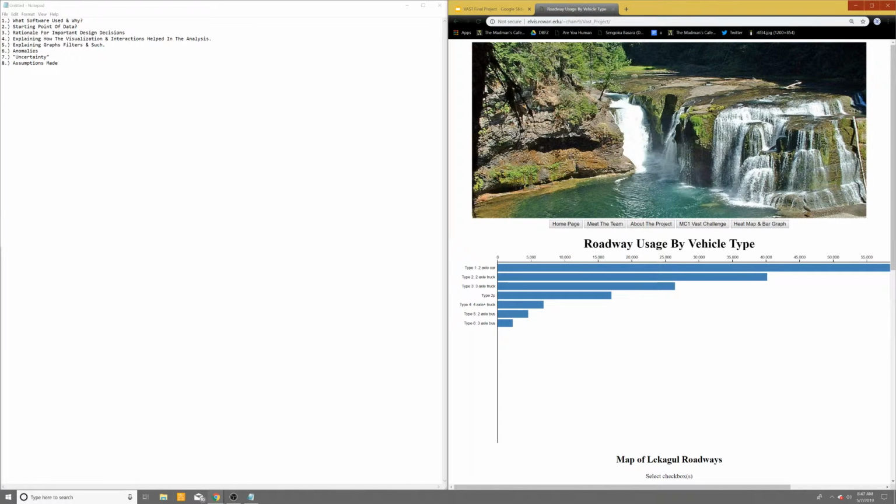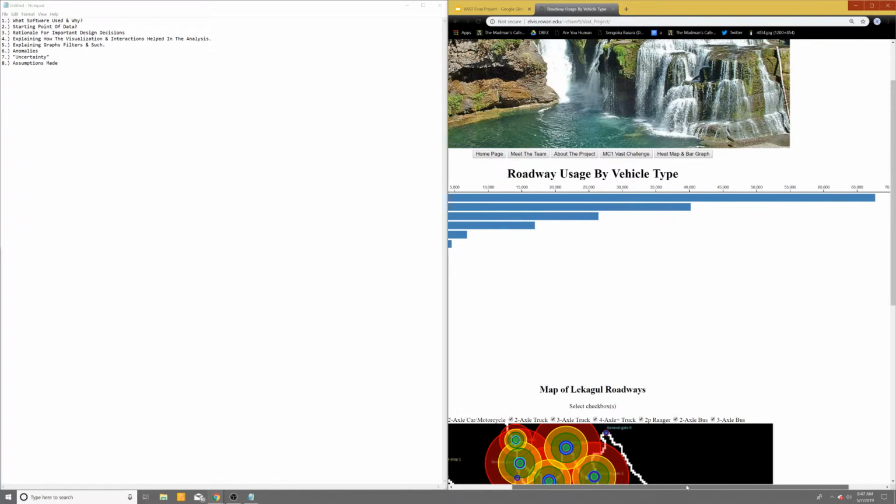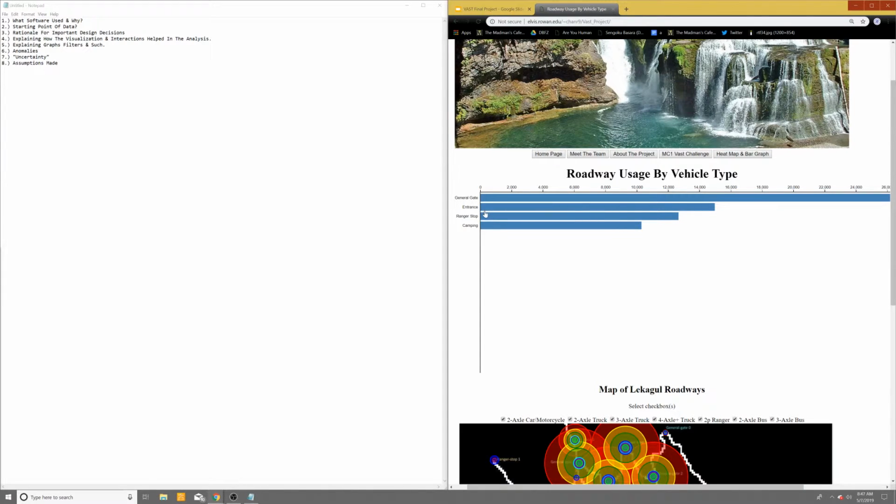So that goes into explaining how the visualization interactions helped, especially with the D3. The bar graph up top here that I'm hovering over has on the x-axis the number of records per year from 2015 to 2016. If we click on the two-axle car, we get more information about it. We see that it has the general gate, the entrance, ranger stop, and camping. Basically, this graph is to compare the two-axle car versus itself, its data accumulated at the general gates versus the entrances versus the ranger stop versus the camping.